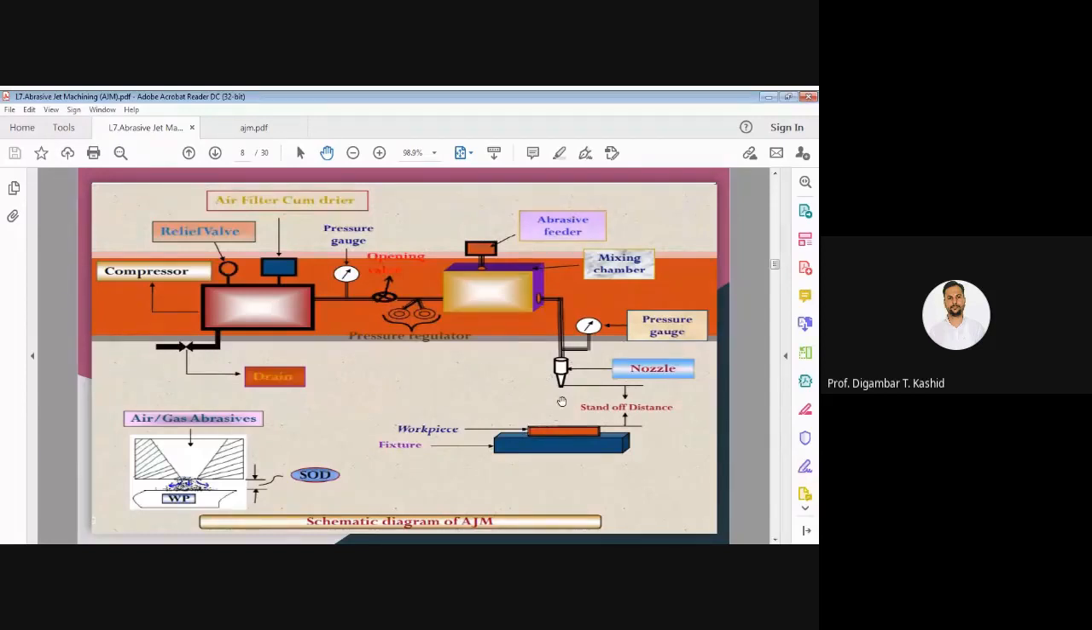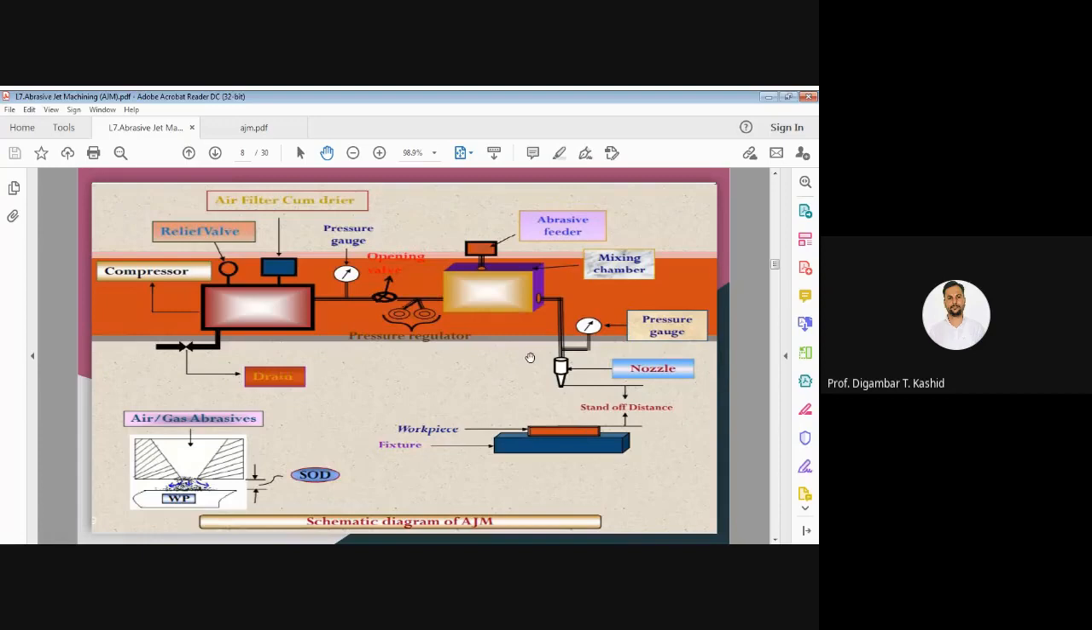So what are the distances there? This distance is known as the stand-off distance or nozzle tip distance. Here is your workpiece, which is held by the fixture over here. We have used the fixture to hold your workpiece. Now you can see on this slide, left side, the jet of air and abrasive particles coming in. That means from the pressure regulator the air will come in this mixing chamber, and in that mixing chamber we have the abrasive feeder, from which you will get the abrasive.